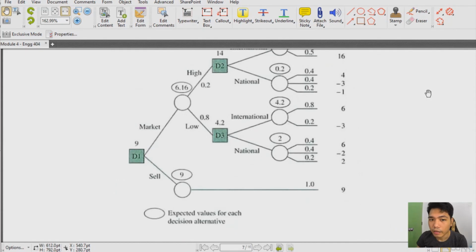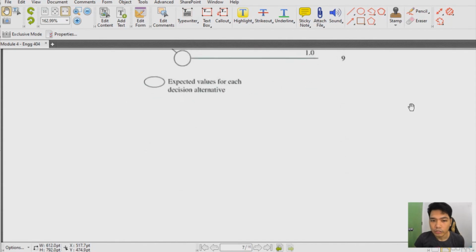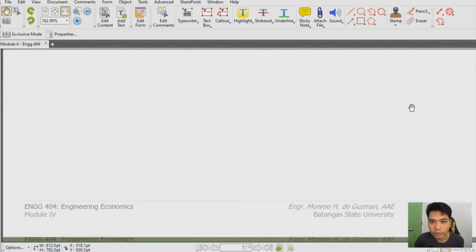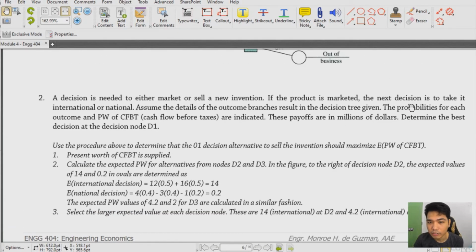And I think magpapahirap lang lagi sa atin sa decision tree is yung complication ng problem. Kasi sometimes it's difficult to understand and you have to just understand what happens and then generate the conclusion after creating the decision tree. Okay, so yun, that's it, the decision tree. That is the decisions recognizing risk.